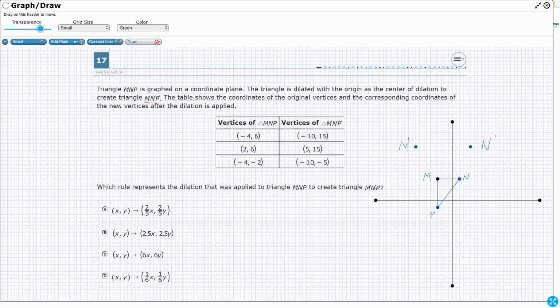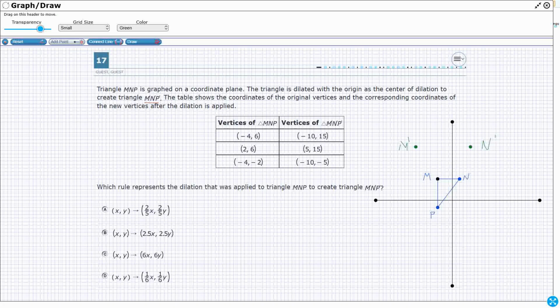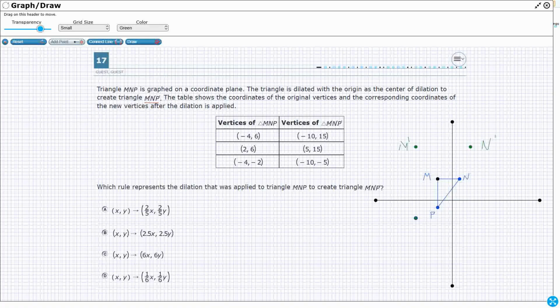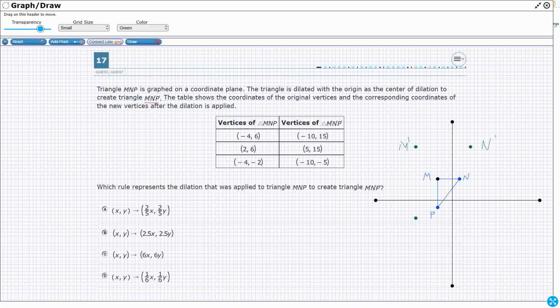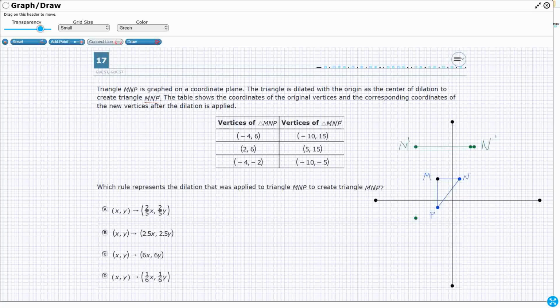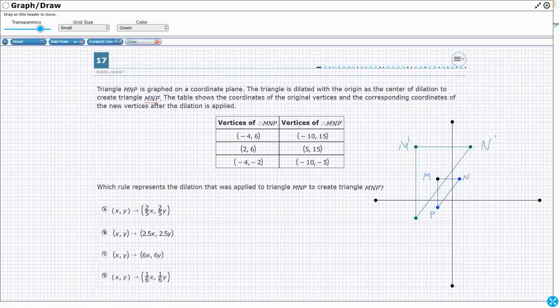And then P prime is -10, -5. So we're going to go over to our -10. And then we're going to come down to, instead of 2 down, we're going to come down 3. So 1, 2, 3 extra. This looks like we've got our M prime, N prime, P prime, the center as the point of origin here.